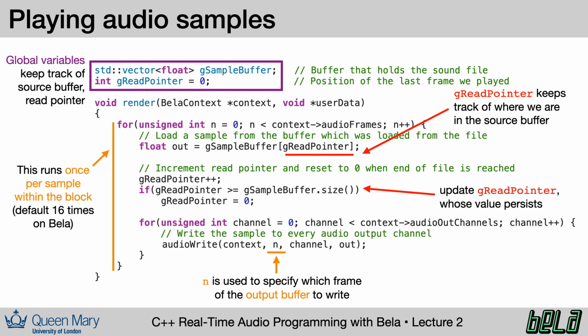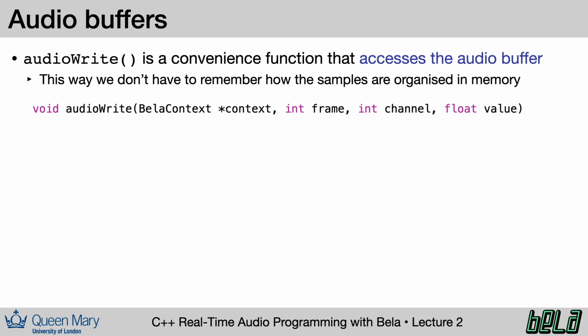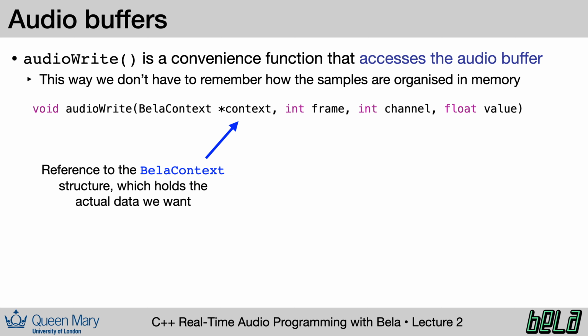Now there's one other bit of the Bela API we haven't looked at yet here, and that's this function called audioWrite. What is this doing? Well, audioWrite is essentially a convenience function that is helping us store samples inside of the audio output buffer. audioWrite takes 4 arguments. The first one is a reference to the Bela context structure.